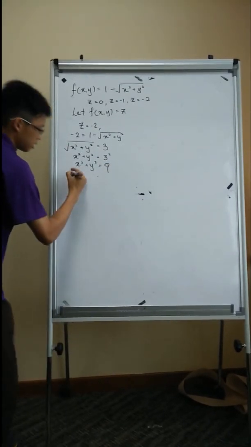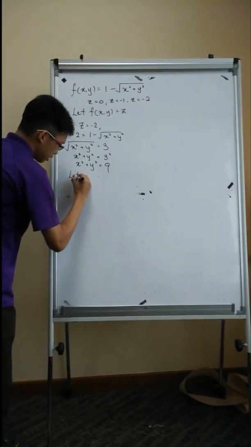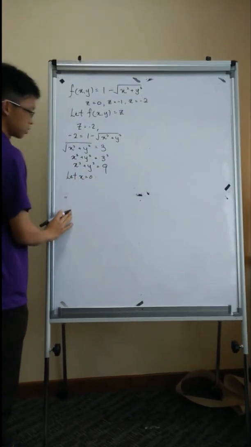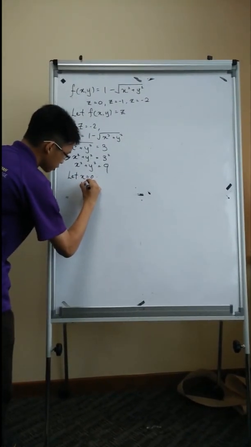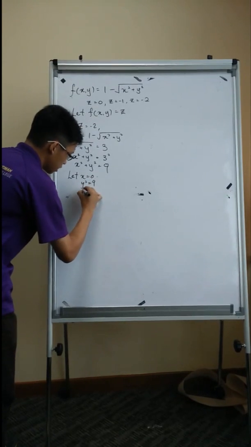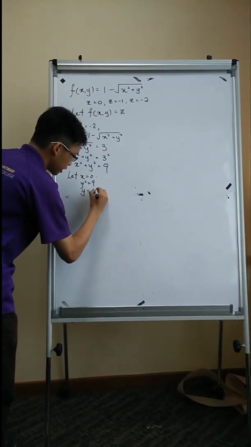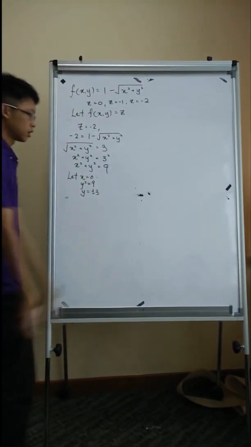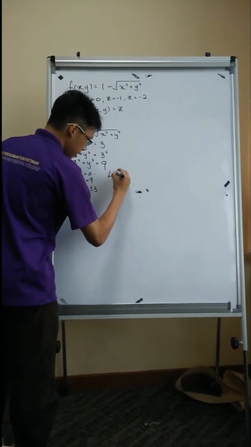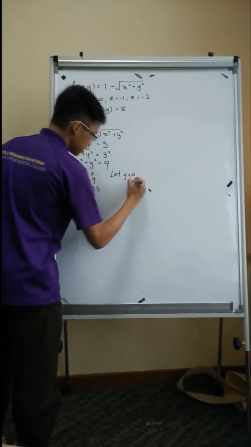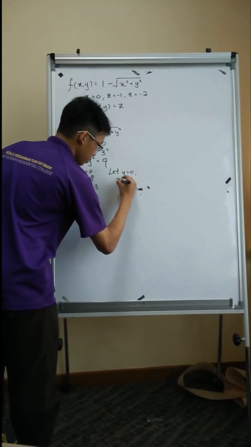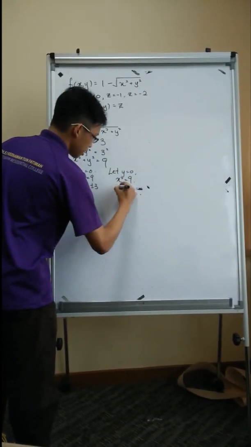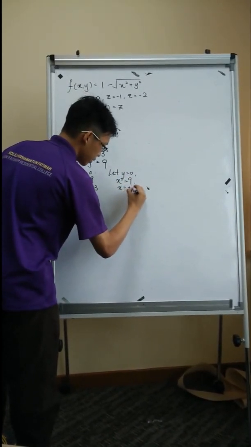Alright, same thing, let x equal to 0. So we left with y squared equal to 9. So y will be equal to plus minus 3. Let y equal to 0. X squared will be equal to 9. X will be plus or minus 3.